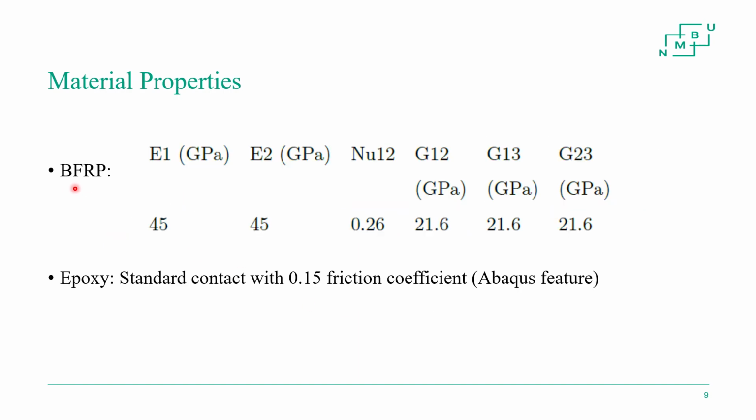For the basalt fiber reinforced polymer, these are the parameters that we used for the material. And for the epoxy, we use standard contact with 0.15 friction coefficient. So this is a feature of the Abaqus software package.